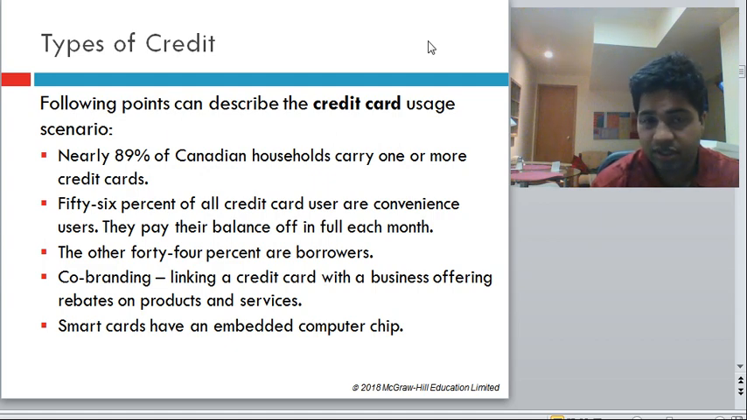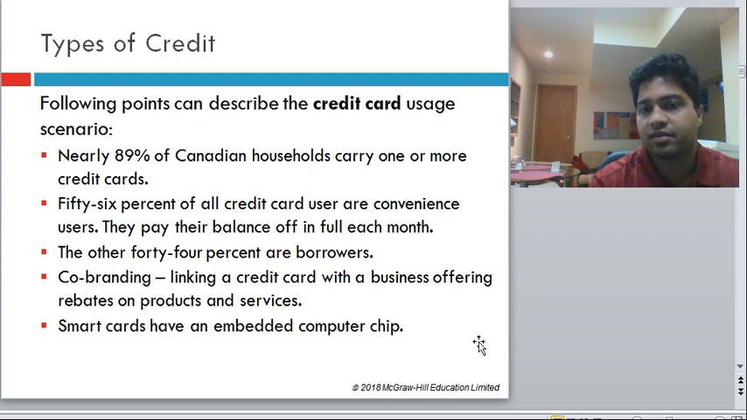So this is very important. You pay off your balances. The other 44% are borrowers. Co-branding means linking a credit card with a business offering rebates and products and services. This means all of us have experience. You get certain points on shopping. You can have travel points, cashbacks, or certain other points like Scene cards that you can use for watching movies. So whenever you shop, you can get certain points.